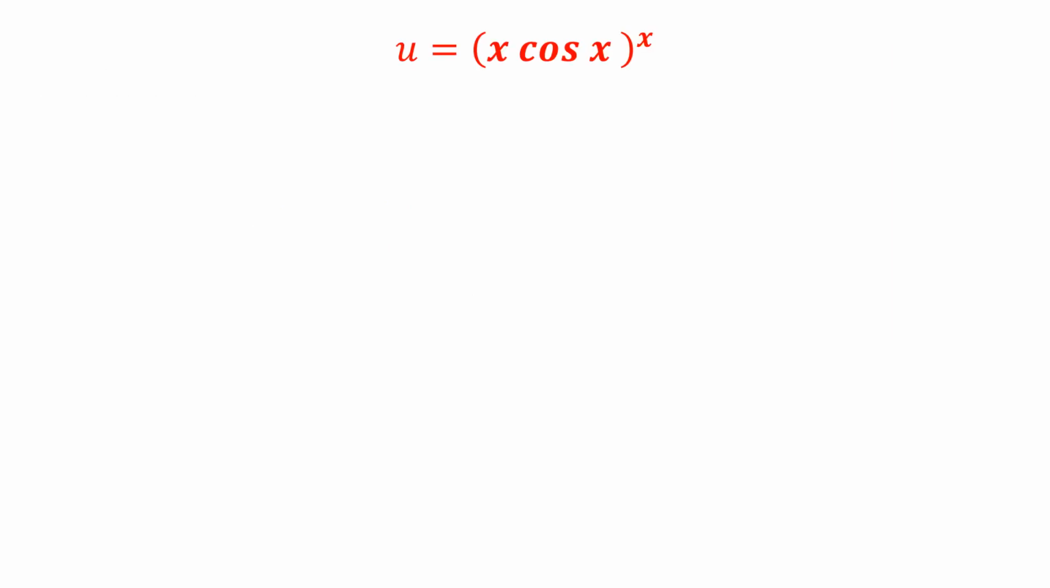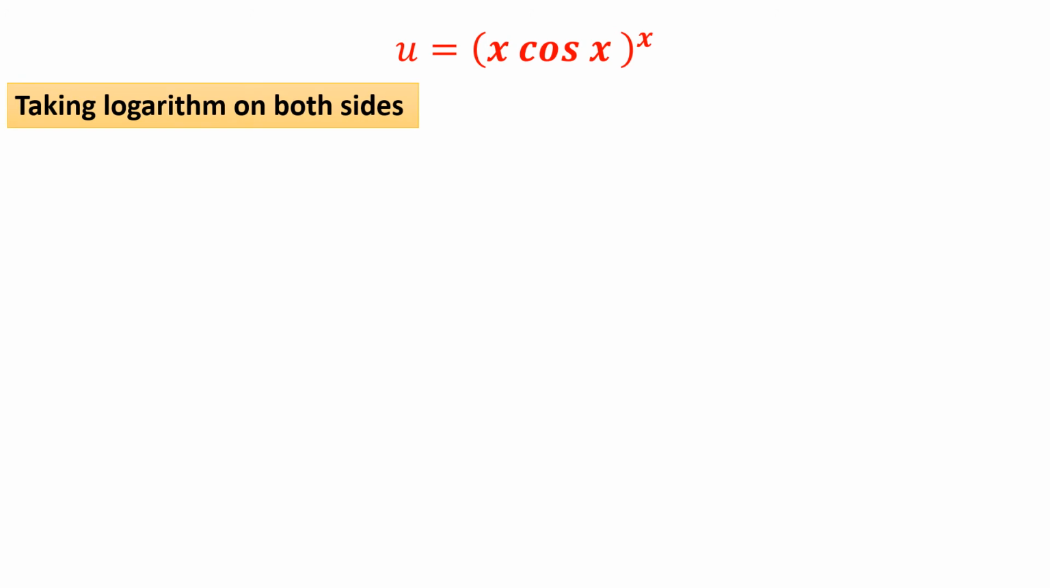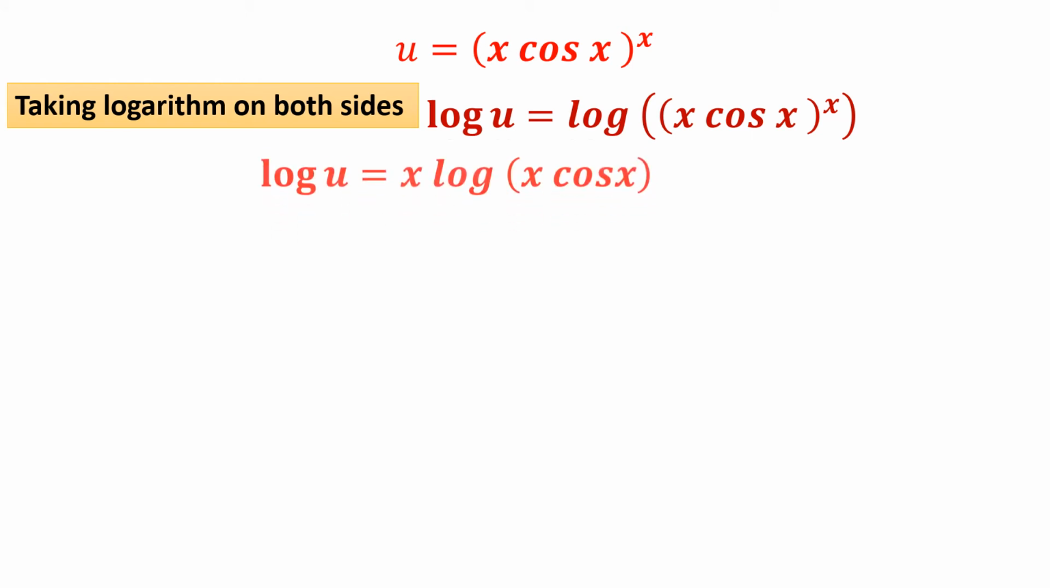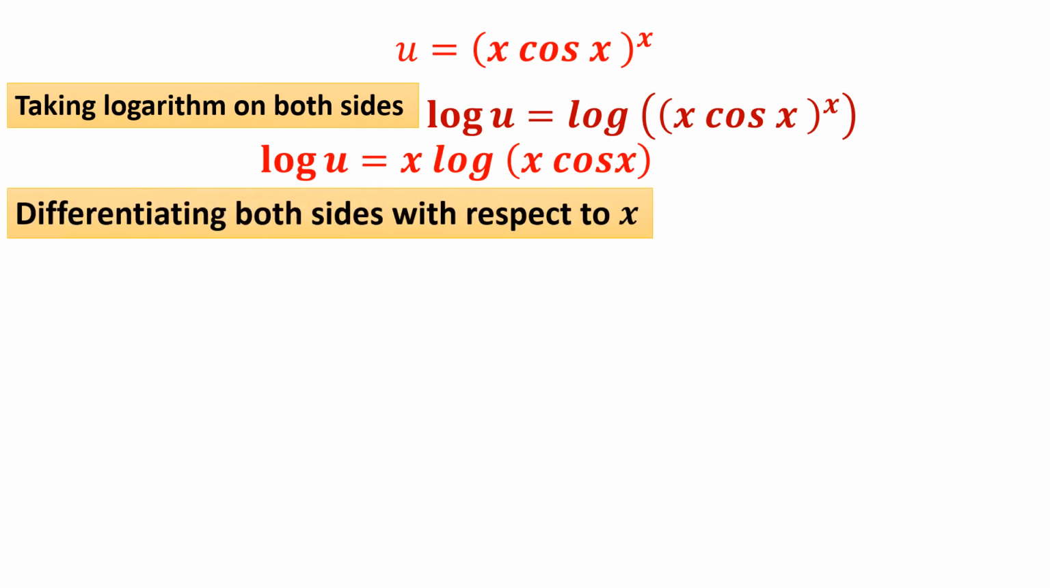We continue. u = (x cos x)^x. Take logarithm on both sides. log u = log of (x cos x)^x. The power will come to the front by making use of the property of logarithms. x into log of x cos x is equal to log u. Now it is ready for differentiation.